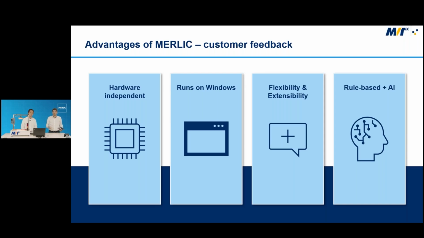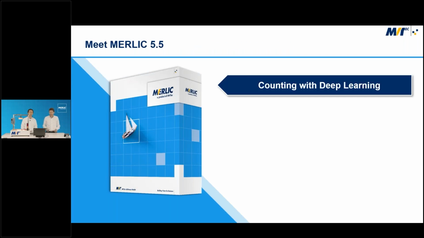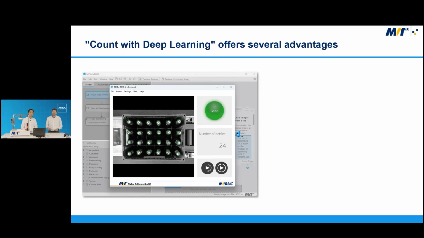But now let's have a look at the new features. It starts with a new deep learning functionality. This is a new concept tool in MERLIC 5.5. It allows users to count the number of trained objects while also detecting their positions. This function is very robust against scaling and orientation. And unlike other deep learning-based methods, this feature can be trained with minimal labeling directly in MERLIC.